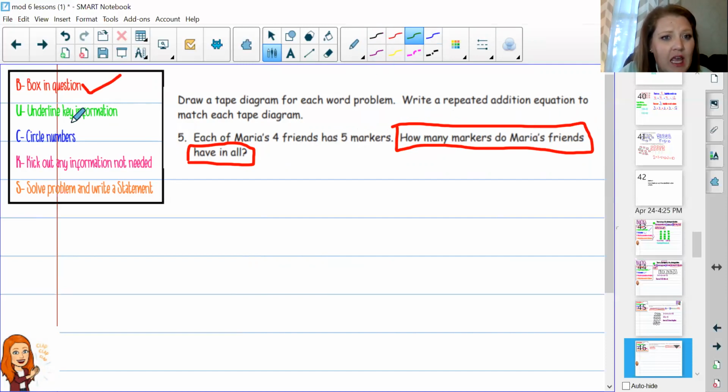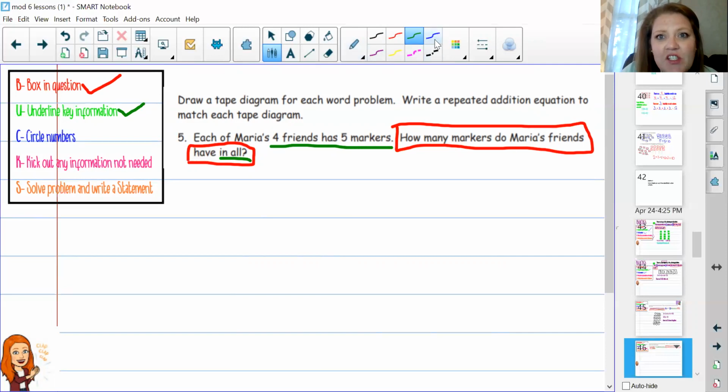Now I need to underline key information. Each of Maria's 4 friends has 5 markers. That's pretty key information. And then we have right here, in all. In all, that's another key information here. So let's go ahead, cha-ching that. When you see the word in all, what are we going to do? Add or subtract? You're right, we're going to add.